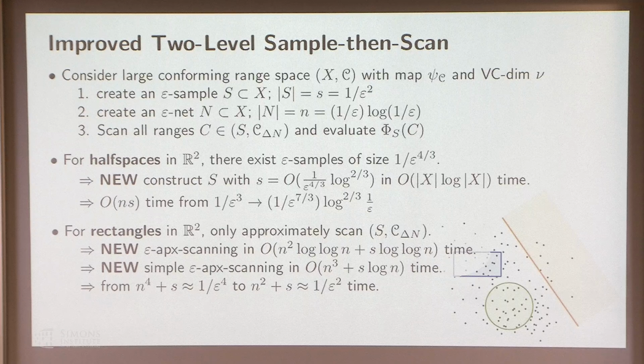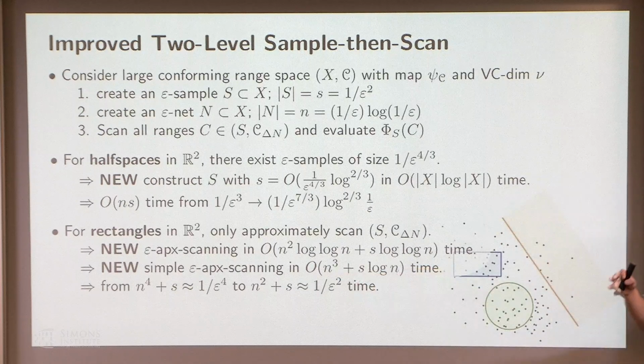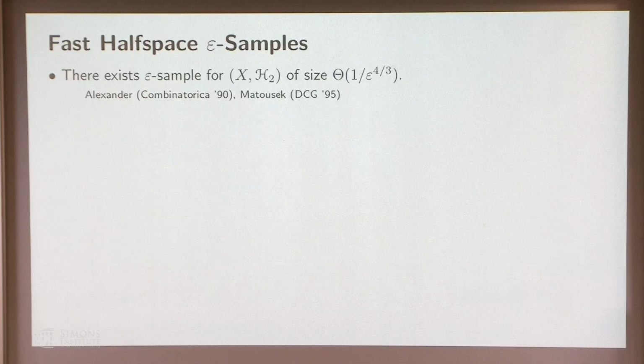Although an algorithm which is n cubed is less complicated, and I'll explain that. And that one's the one that's super fast in practice. That's still an improvement over this 2-level scanning with just random samples. Okay, so let me mention how we do both of these.